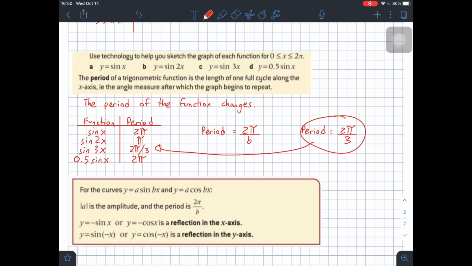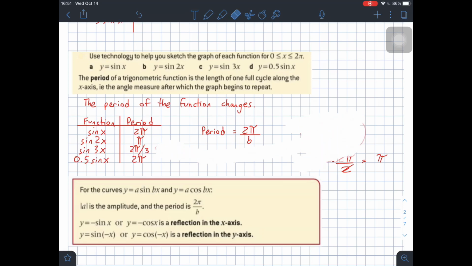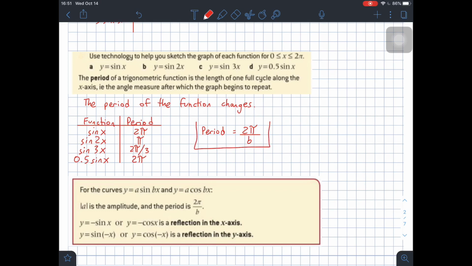Or if we apply the formula for this function over here, where b is equal to 2, this would be 2 pi divided by 2. And 2 pi divided by 2, if we simplify, is just pi, which is exactly the period we got here, okay? So you see that this formula actually works, and as I told you, this is a formula that is not available in the formula booklet. You should remember this formula. Period equals 2 pi over b.